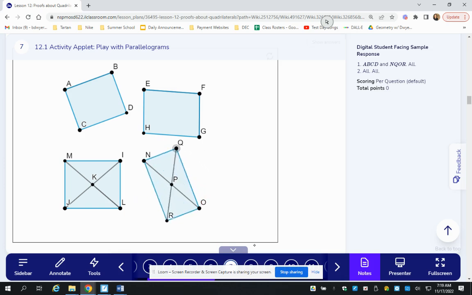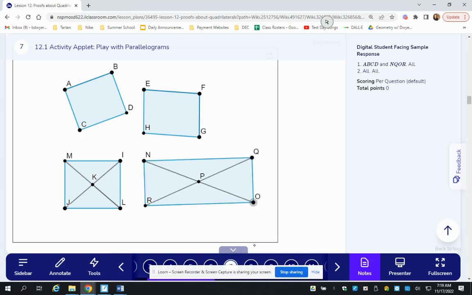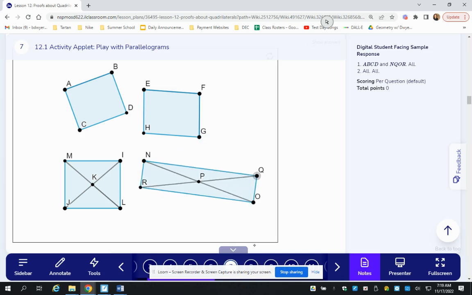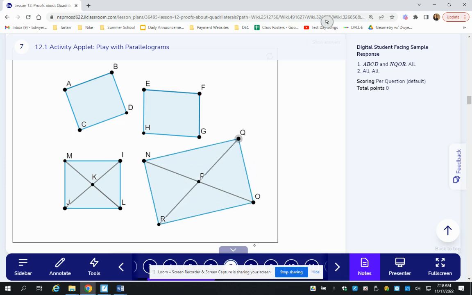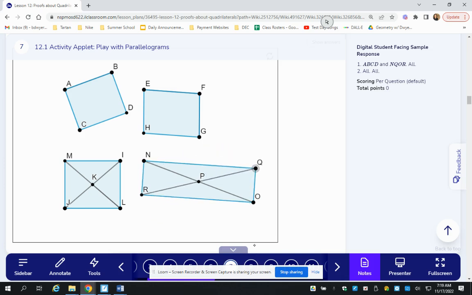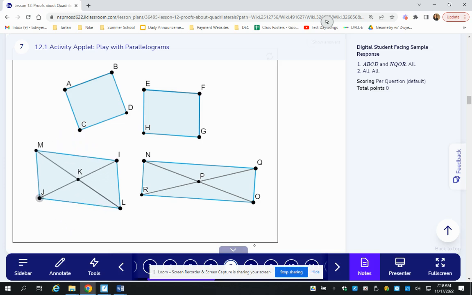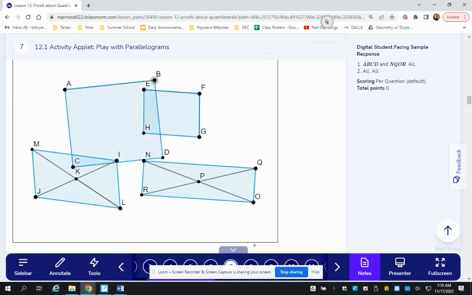Okay, this one here is always staying a rectangle, and also a parallelogram. So those sides are always parallel, and those angles are always 90 degrees. And then this one is a parallelogram, but not necessarily a rectangle. The angles are not staying 90. But when the angles are 90, it appears that it does have to stay a rectangle.